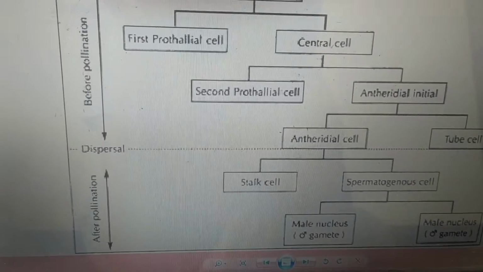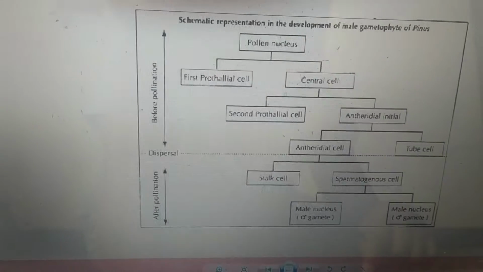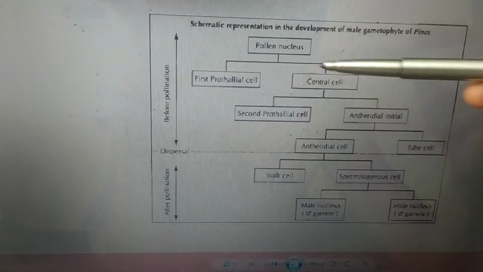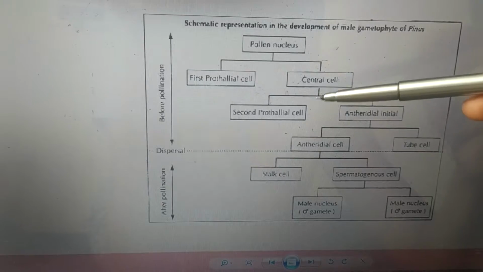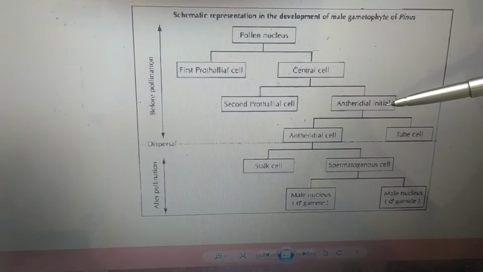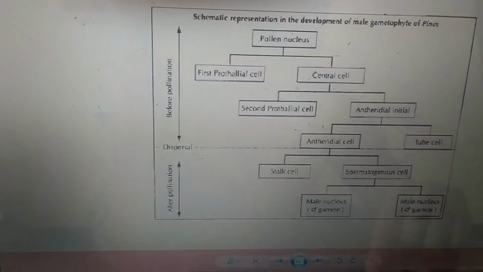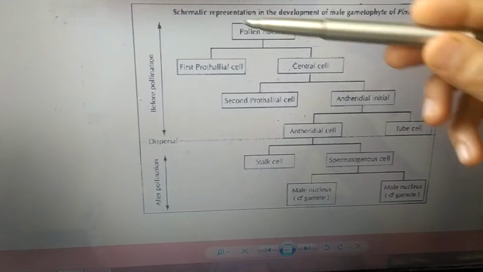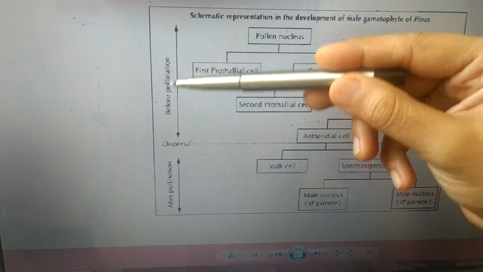So this is a schematic view where things are very clear. Here we have this pollen nucleus, it is going to divide into the first prothallial and central cell, which further divides into the second prothallial and antheridial initial, which is going to further divide into antheridial cell and tube cell. So this was the first phase, that is before pollination.